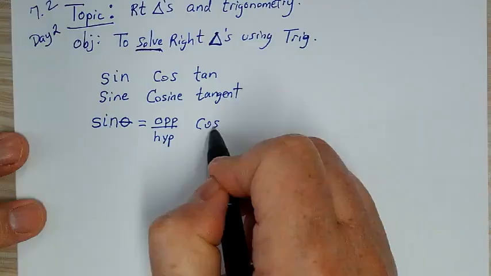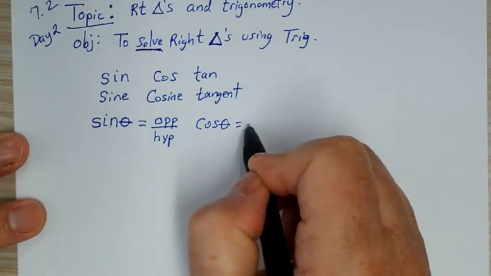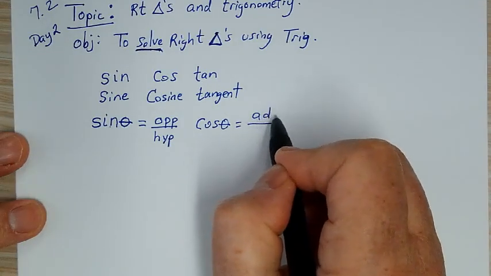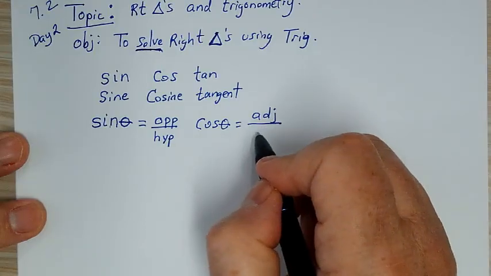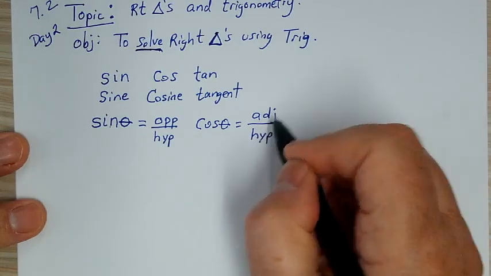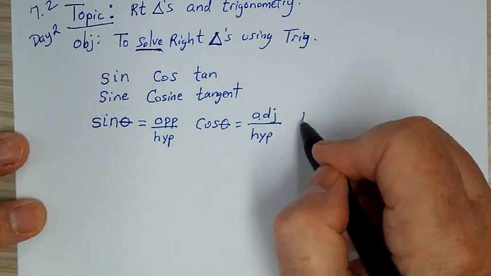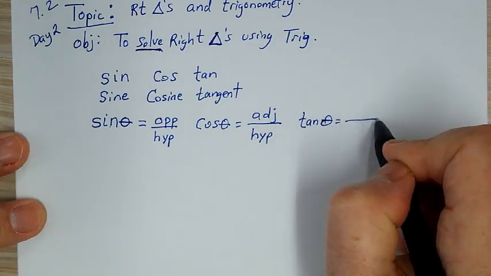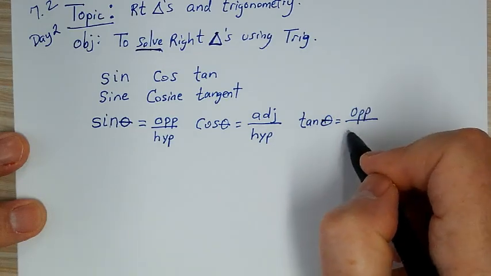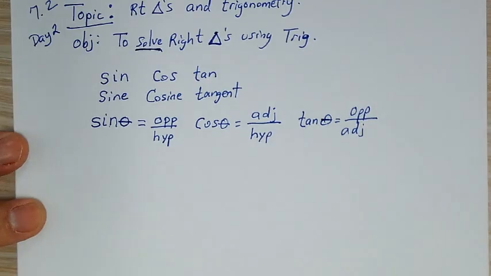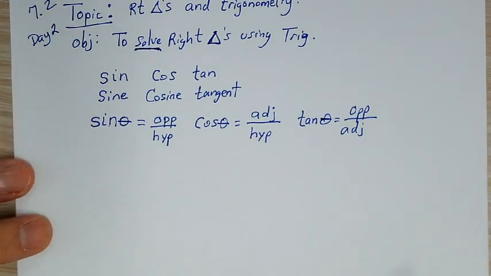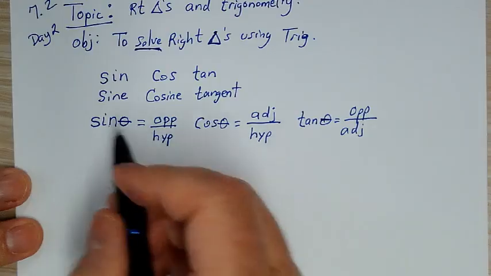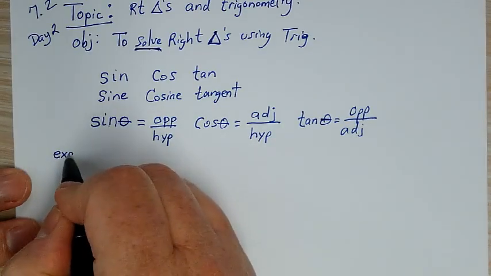The cosine of your reference angle theta is defined as the length of the adjacent side over the length of the hypotenuse. That's a ratio, it's a fraction. And finally, the tangent of your reference angle theta is the ratio of the opposite side to the adjacent side of your reference angle. So if you're wondering, well, what does that mean? Okay, it means this. Let's teach this by way of an example. So I'll put example 1.